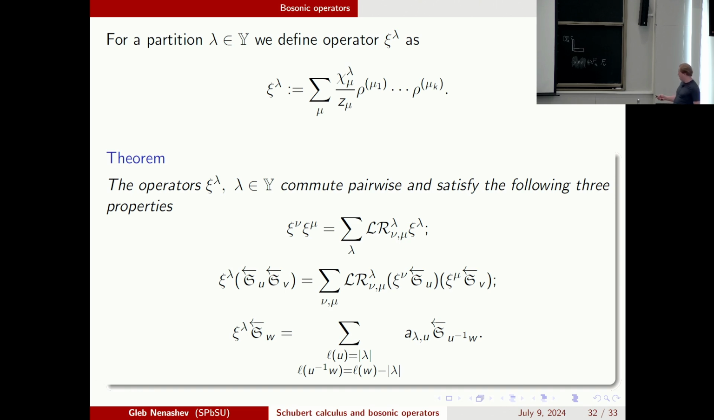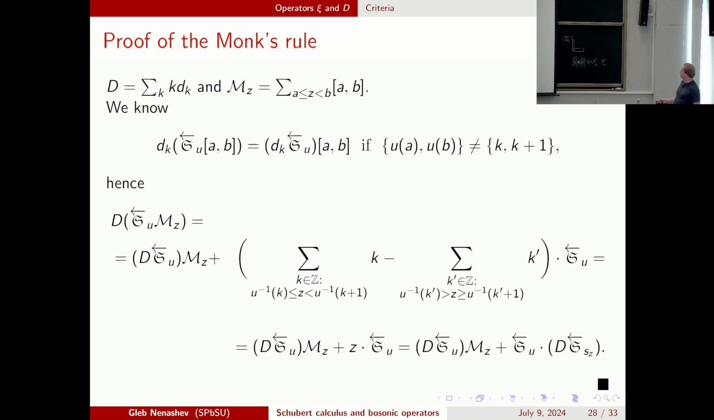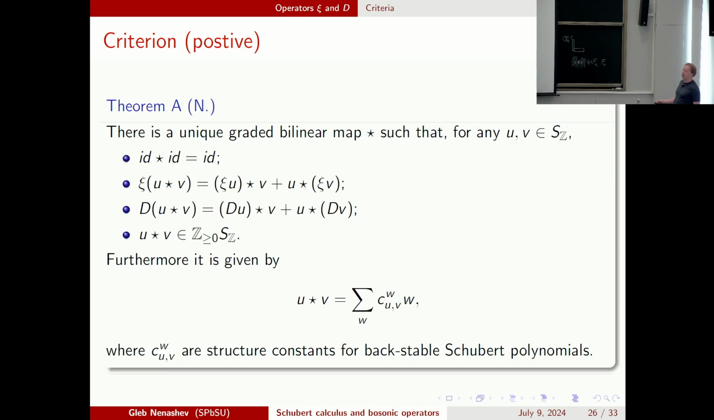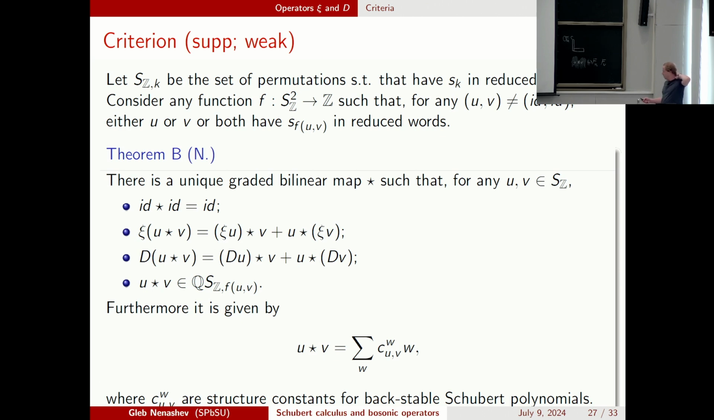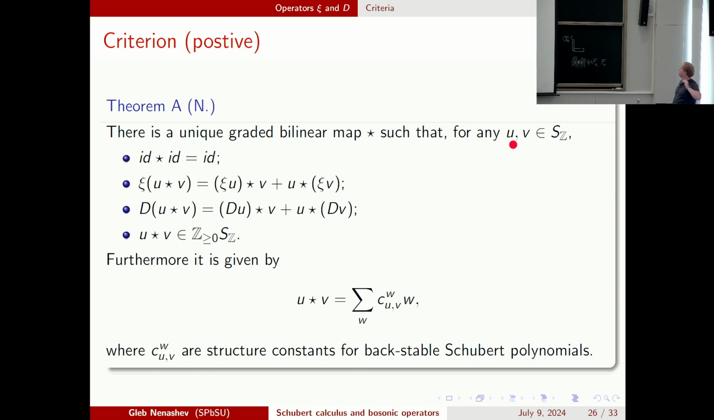Okay, and again, in these theorems, instead of checking by xi and d, it's enough to check just xi lambda for any lambda. You will have more operators, but they are a polynomial of xi and d. Okay, and another important thing which I should say: in these theorems, instead of permutations from U and V, you can restrict the second to a smaller class.